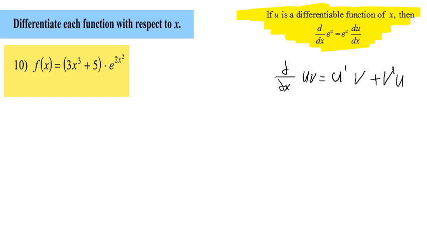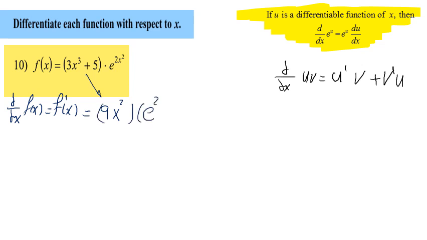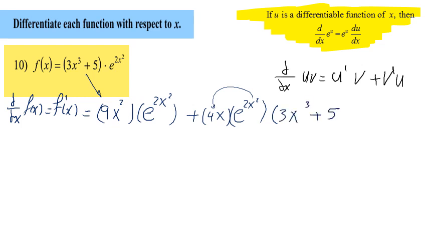So the derivative of the function with respect to x is: the derivative of the first, 9x squared, multiplied by the second, e to the power of 2x squared, plus the derivative of the second, e to the power of 2x squared, multiplied by the derivative of the power, which is 4x, multiplied by the first, 3x cubed plus 5.